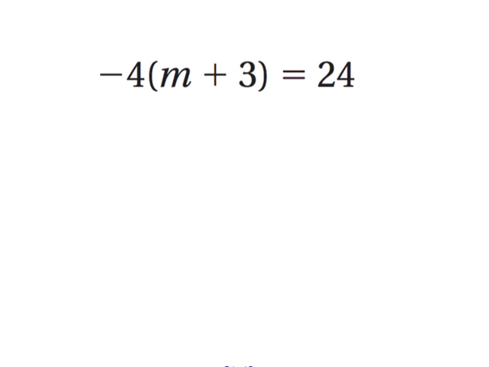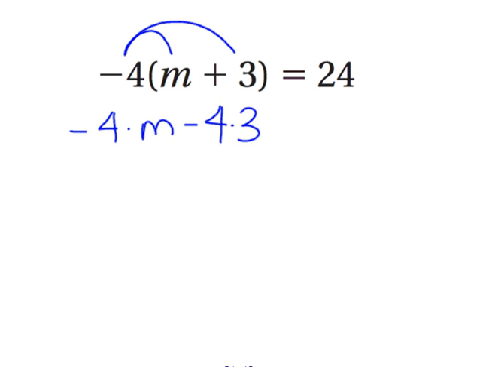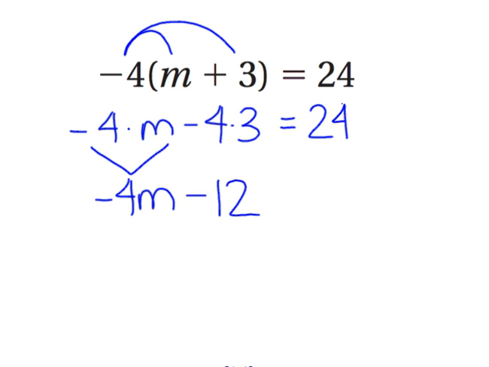Okay, next one. This time we're distributing a negative, so it works the same way. We're going to do negative 4 times m and negative 4 times positive 3. So the first term becomes negative 4m, and negative 4 times 3 is negative 12. So either minus 12 or plus negative 12, and that equals 24.